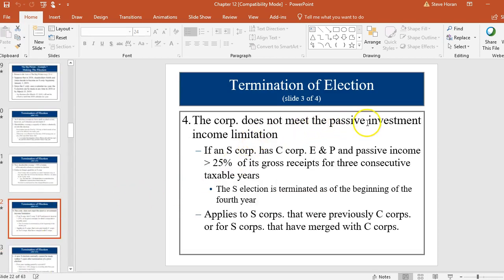The Corp does not meet the passive investment income limit. So PII, passive investment income. If an S Corp has C Corp E&P, earnings and profits, and passive income greater than 25% of its gross receipts for 3 consecutive years, the S election is terminated at the beginning of the 4th year. It applies to S Corps that were previously C Corps, or S Corps that have merged with a C Corp.